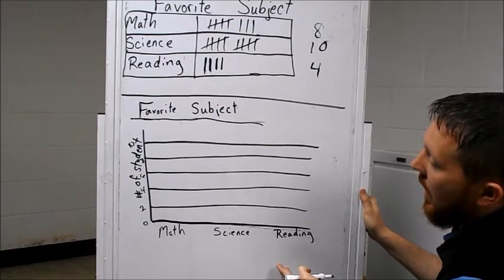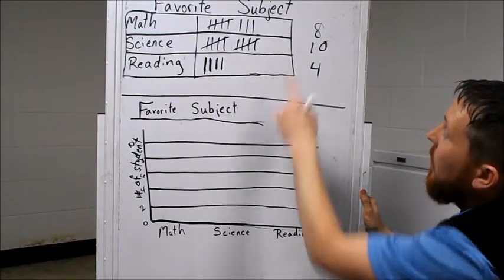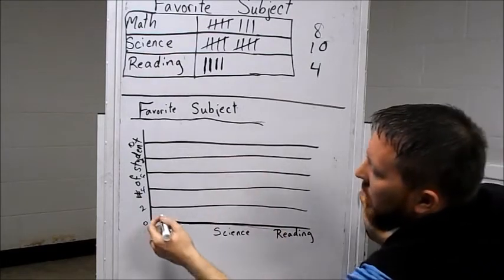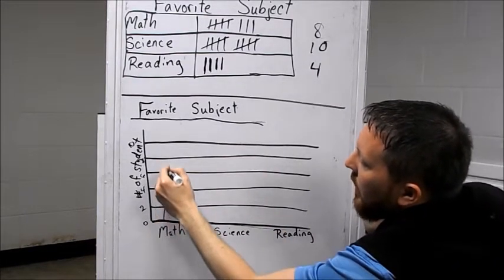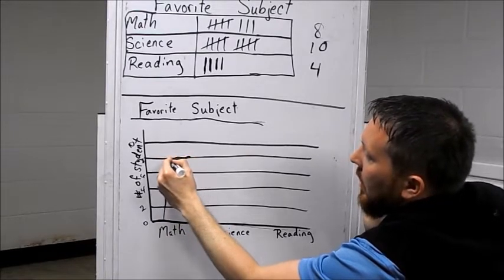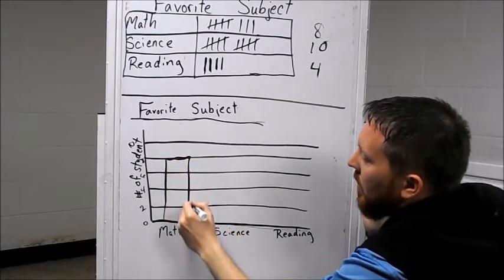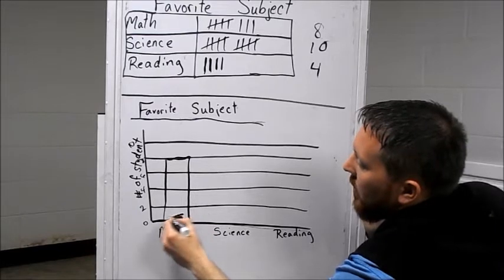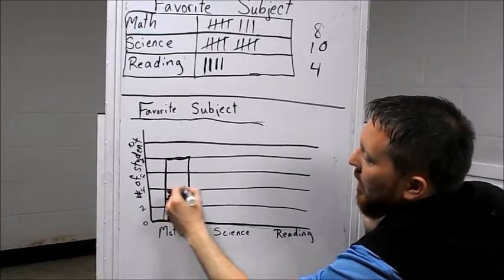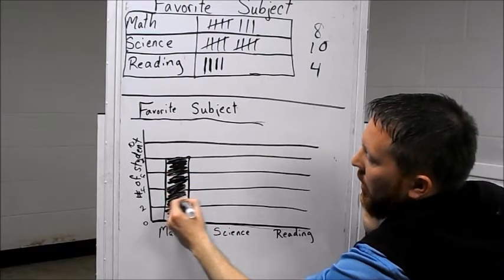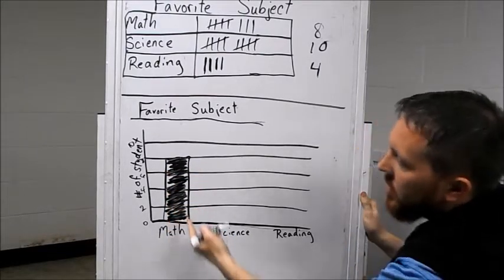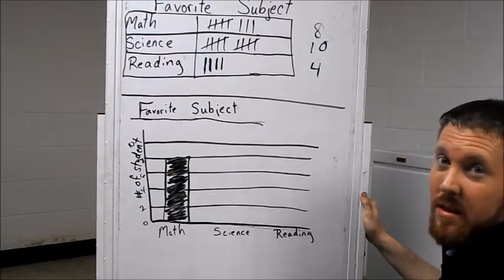I'm going to look at how many students voted for math, and it was 8. So I'm going to go right here for where math is, and I'm going to draw a line up to 8. And now I've got to make it a bar, so I am going to fill in that middle part and make it look like a rectangular bar. And you can see right there that I went up to 8.